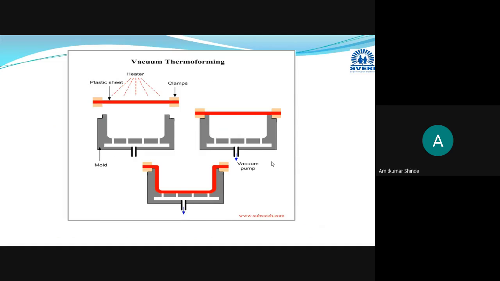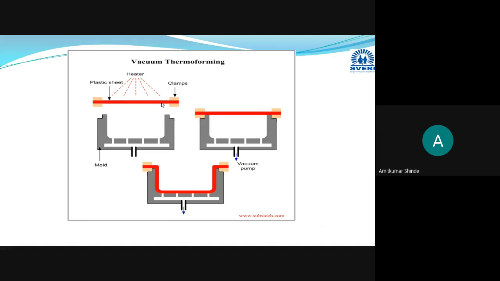This is the next type of thermoforming, vacuum thermoforming. These are the steps involved, and this is the schematic arrangement for vacuum thermoforming. Now in the first stage, we are going to do the heating of the sheet. This plastic sheet is obtained by performing the calendering operation on the raw material.